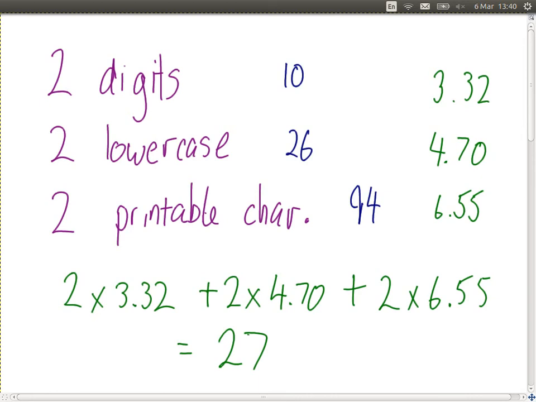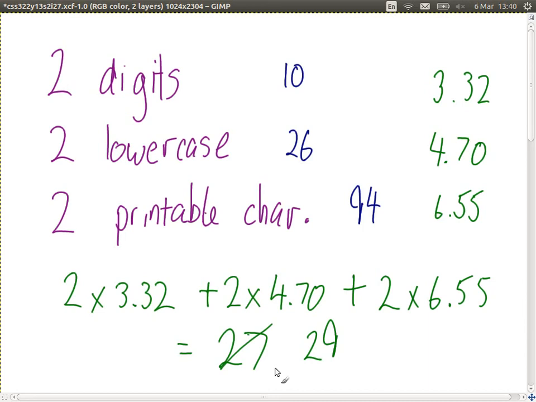I approximated 26. I think if you calculate with a calculator, you'll get closer to 29. Okay. My adding is not as good as a calculator. Any questions on entropy?